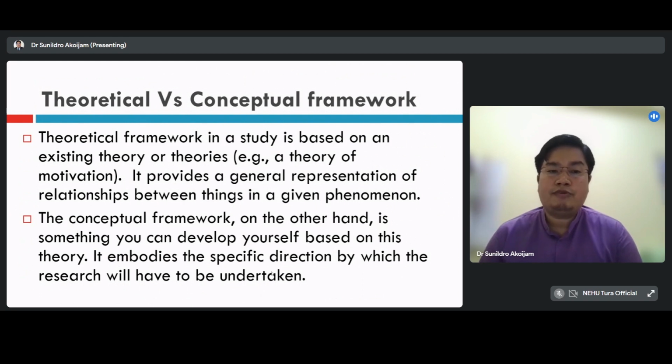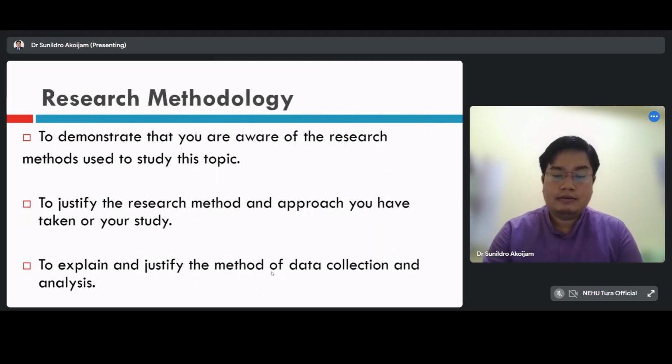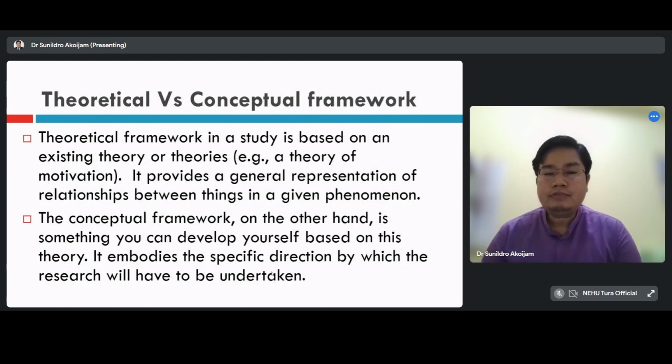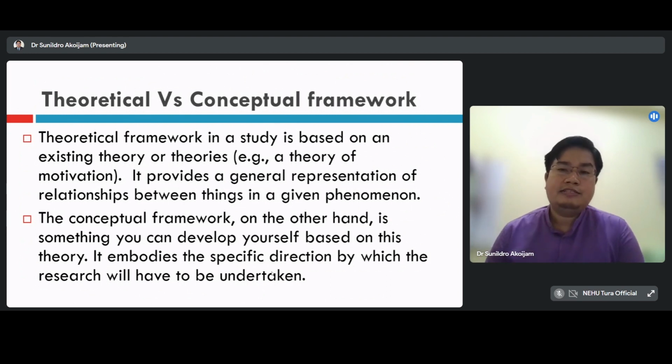Coming to the conceptual framework, here you are referring to a theory or maybe even a concept, but you are developing a framework on your own, on the basis of which you will conduct your research. That's what we call the conceptual framework. And one more concept that has come in this line is the research model, which is not included in the slide, but let me tell you briefly about it. A research model is a more refined version of a conceptual framework.